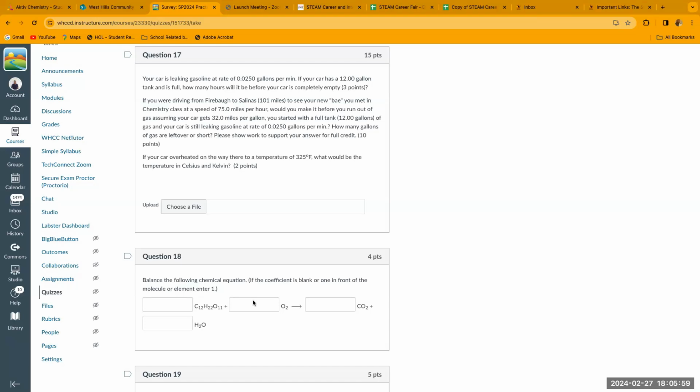How many gallons of gas are left over or short? Please show your work to support your answer for full credit. And then the third part says your car overheats on the way there at a temperature of 325 degrees Fahrenheit. What would be the temperature in Celsius and Kelvin?